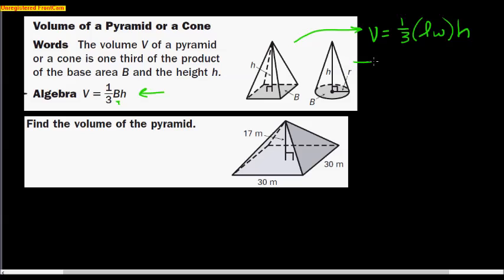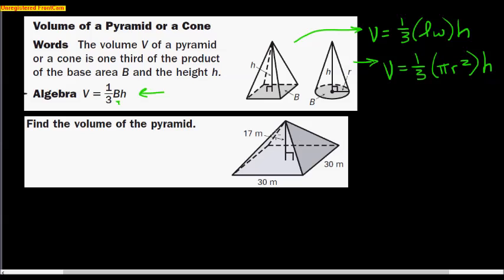If I'm talking about a cone, then I'm going to use this formula. The uppercase B here would be taken out, and the formula for the area of a circle would be put in there. And then the height is the overall height of the object. So these are the two equations that I'm using today.